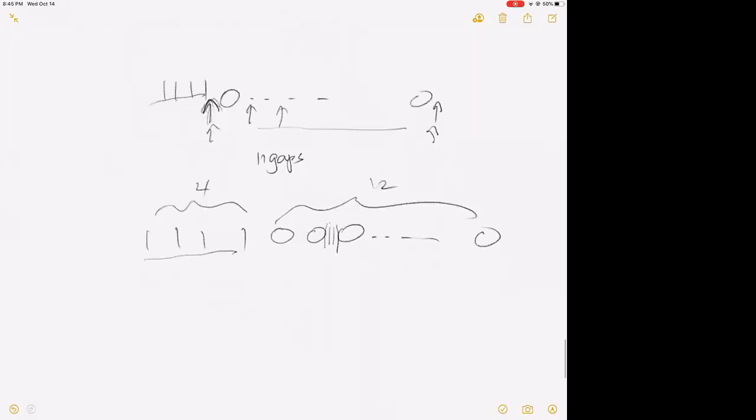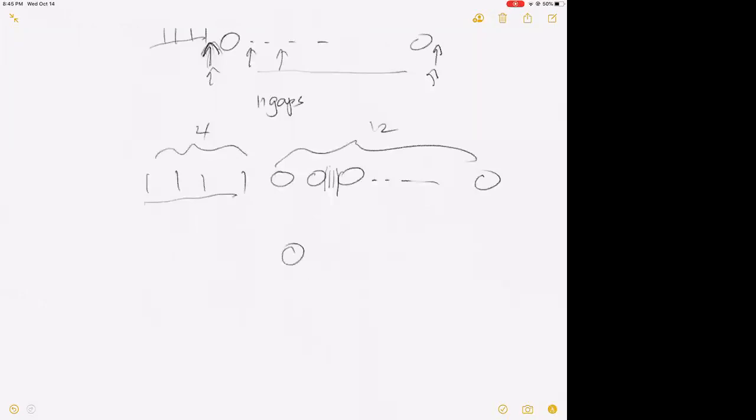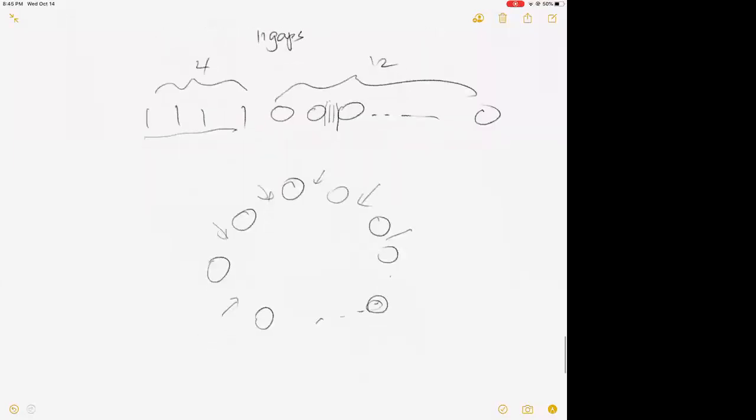Oh, okay, I like your idea. You said arrange them in a circle, right? Arrange all the mooncakes in a circle. Then there will be 12 gaps, okay? And then you can put up to 4 in the same spot, so that's 12 plus 4 is 16. Okay, I can put the 4 sticks, 1, 2, 3, 4, on the same spot. That's fine. And then what?